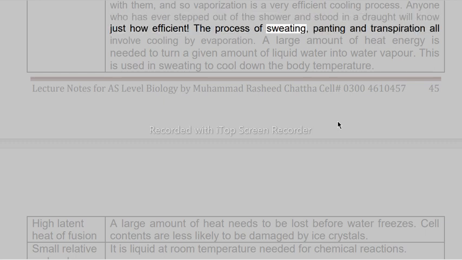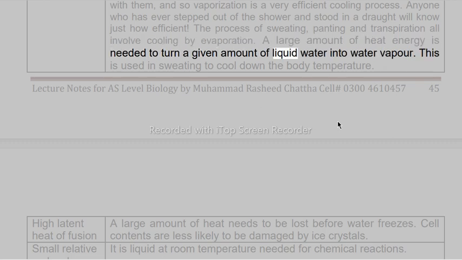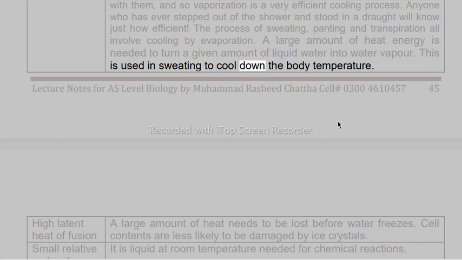The process of sweating, panting and transpiration all involve cooling by evaporation. A large amount of heat energy is needed to turn a given amount of liquid water into water vapor. This is used in sweating to cool down the body temperature.